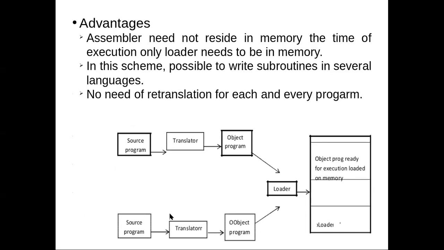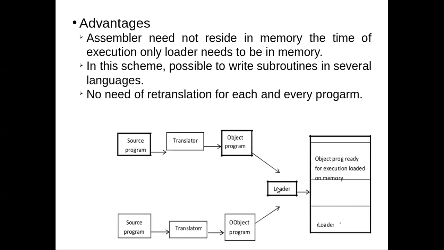Let's see what the advantages are. In the compile and go loader scheme, the disadvantage was that the assembler occupies the memory and it is a big program, so more memory will not be available to the object program. There is a wastage of memory. But here we are storing the loader and the output of the assembler in the memory. The loader is a small program, so it won't take more memory. So more memory will be available to the object program.